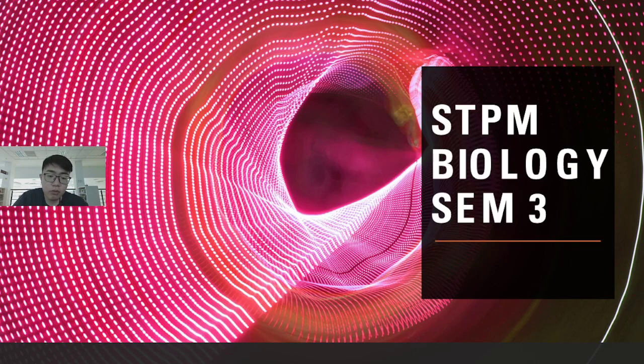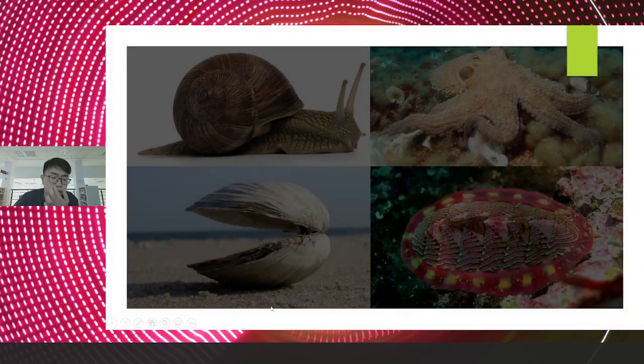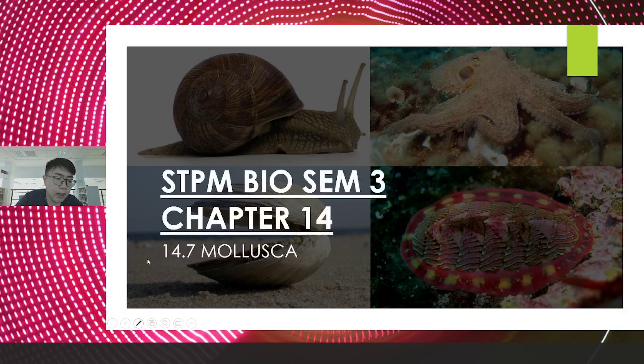So in this video, I will proceed to STPM Biology Semester 3, Chapter 14, under the topic Kingdom Animalia, the fifth phylum, about Phylum Mollusca. If you see this picture, what are the species under Phylum Mollusca? This is snail. The most famous is the snail. This one I don't know what it's called in Malay, but I know Mandarin. These two I have never seen, but the famous one is snail.